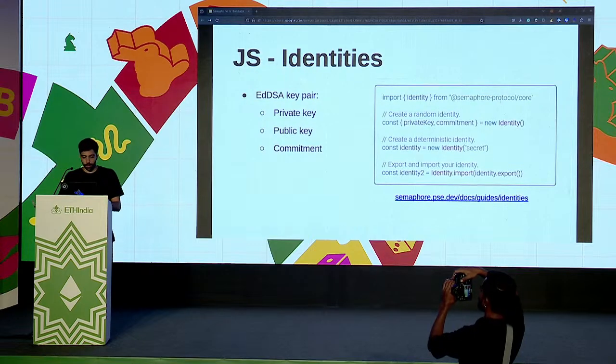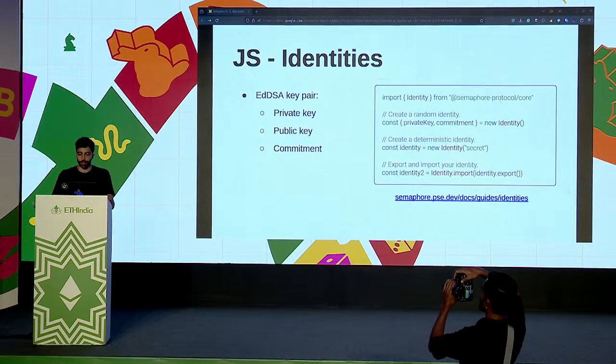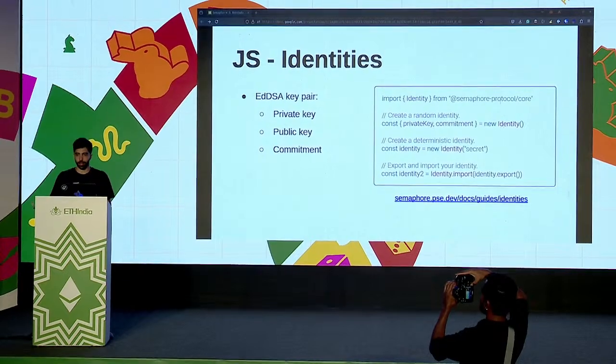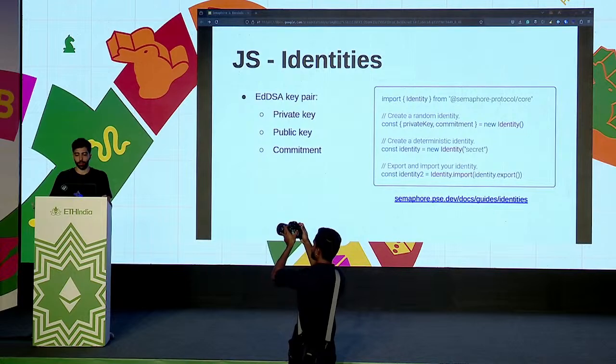So let's start with the JavaScript libraries. There are 3 core libraries, but all of them have been packed in one core library, say key pairs. EdDSA is one of the most common algorithms used in snarks, and it's based on elliptic curves.